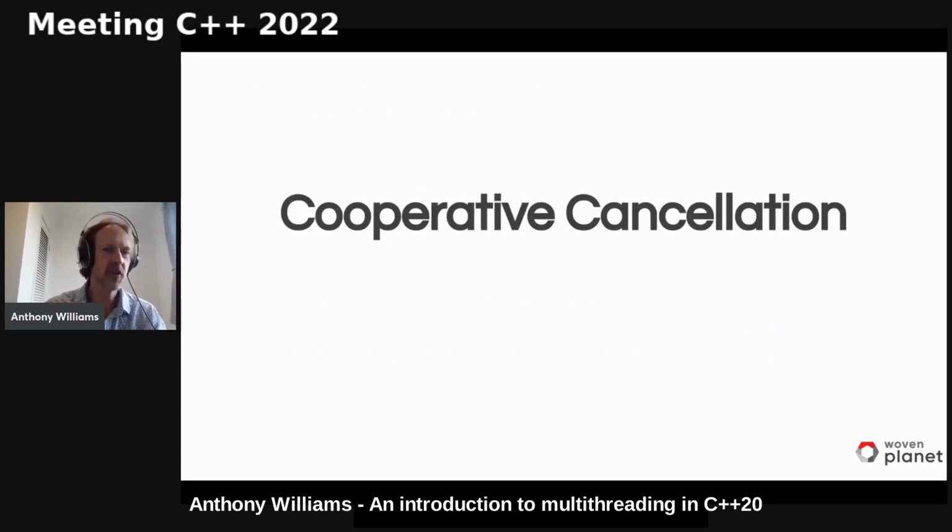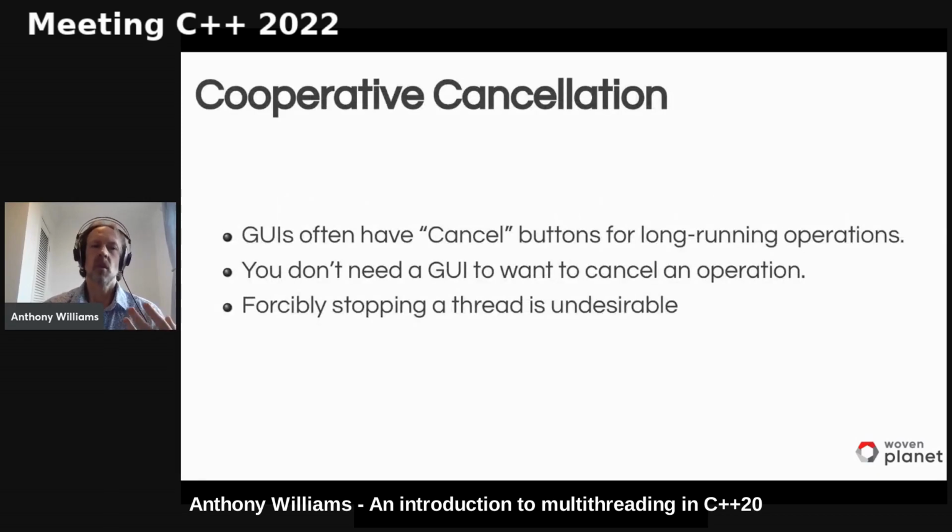Though, actually first, I'm just going to take a detour. We're going to talk about cooperative cancellation. Now, we all use GUIs all the time that have cancel buttons. You might have it downloading a file, you might have it rendering a video, you might have it printing something, whatever. There often is a cancel button. And we want our cancel button to actually stop that operation fairly promptly and then tidy things up nicely.